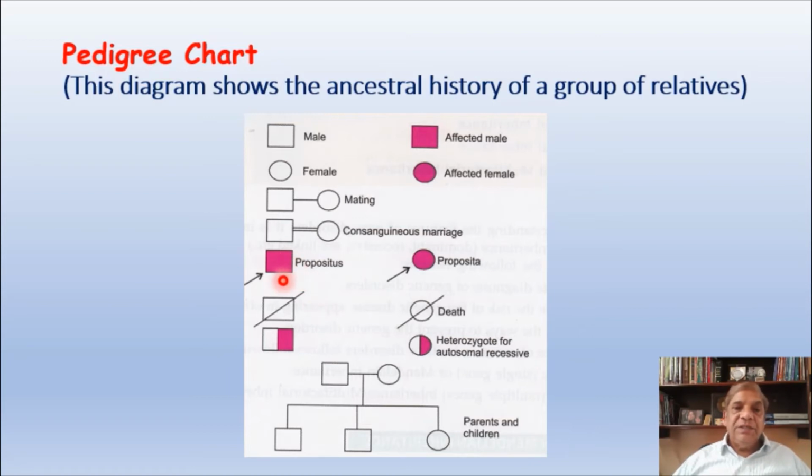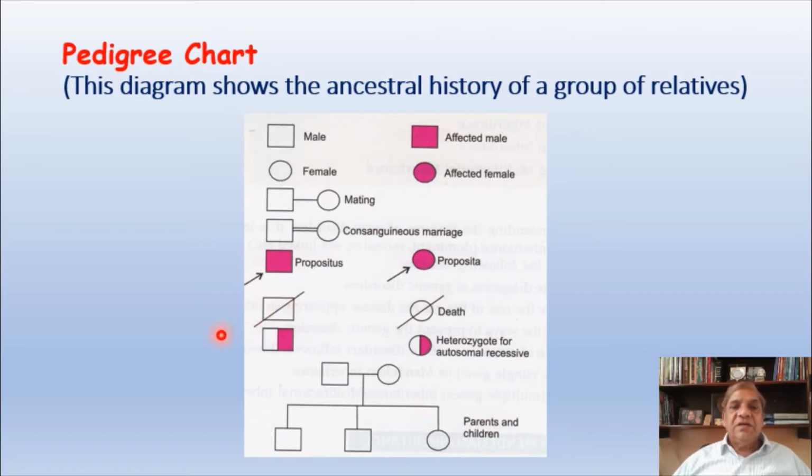Now a solid square with an arrow mark indicates that this is the first male in the family to be identified with that disease. And a solid circle with an arrow will identify a female who has come to the notice of the investigator as the first person to suffer from that disease. For a male it is called propositus, and for a female it is called proposita.